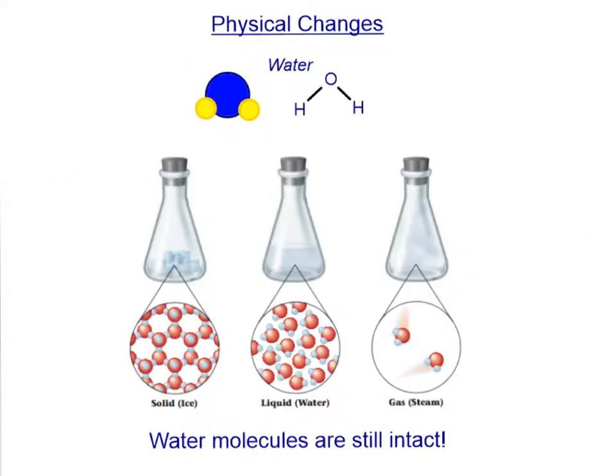When we change the state of a substance, let's say water, for example. Here's solid water, liquid water, and gas water. The molecules are still intact. You can still see the two hydrogens and the one oxygen in each. Its state has changed, but the substance itself is still intact.